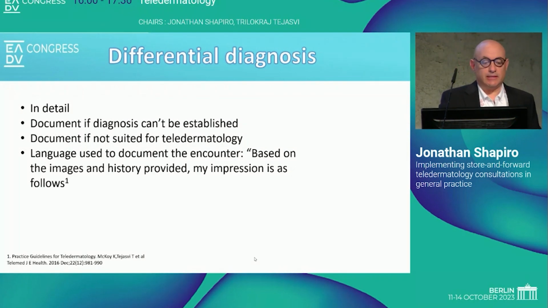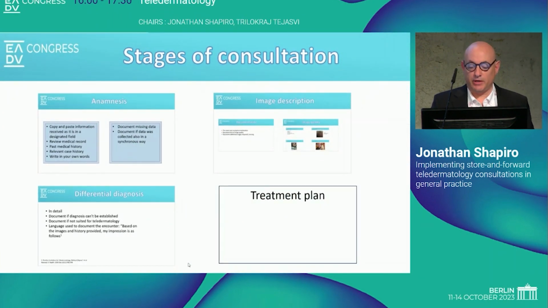Okay, and the next step, we write the differential diagnosis. We have to write in detail. Document if the diagnosis cannot be established. Document if it's not suited for teledermatology. And we use the words based on the images and history provided, my impression is as follows. Those are the words recommended by those guidelines. I like this wording very much. And then we can write the treatment plan.